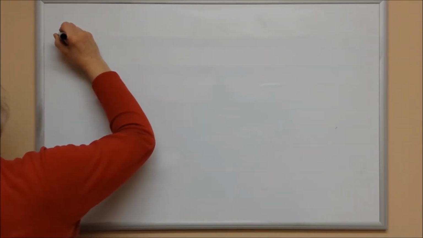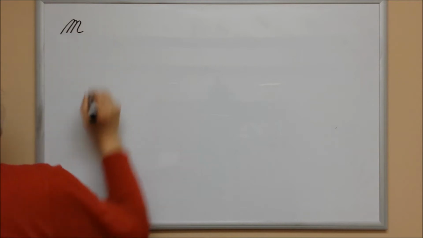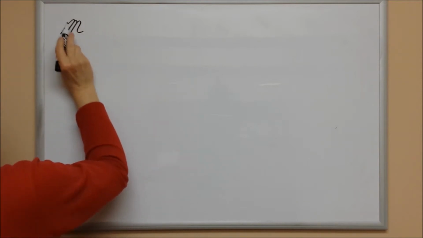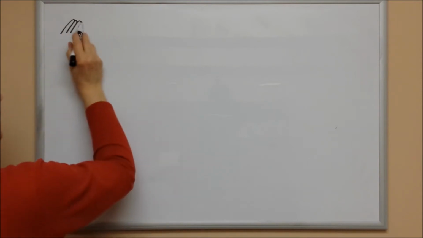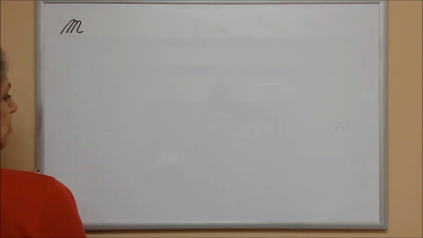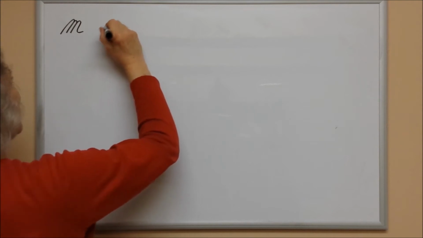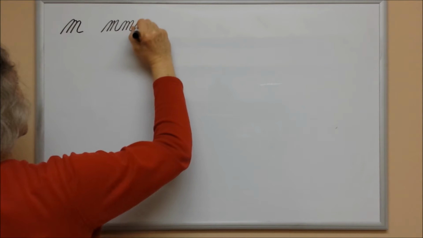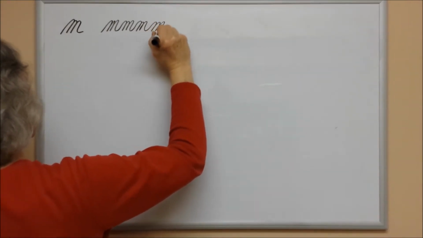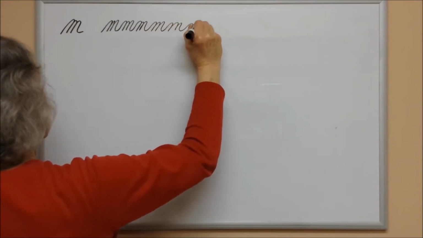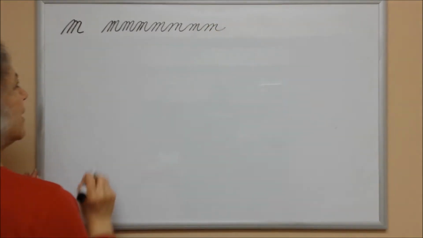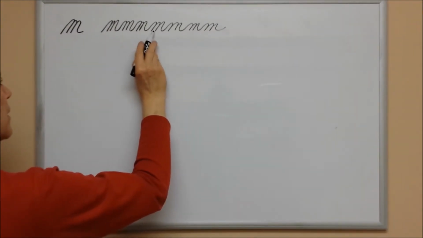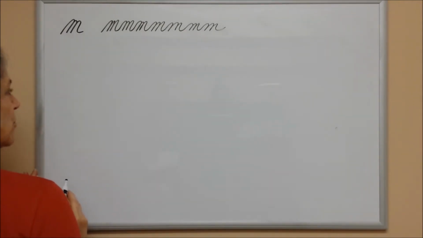The letter M looks like this. It has three rounded bumps, and it ends at the bottom. So I will start by connecting several M's. There's an M, there's another one, okay? M, M, M, M, M, M, M. Now I will connect M to other letters.